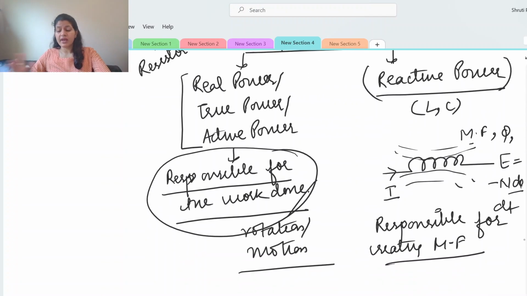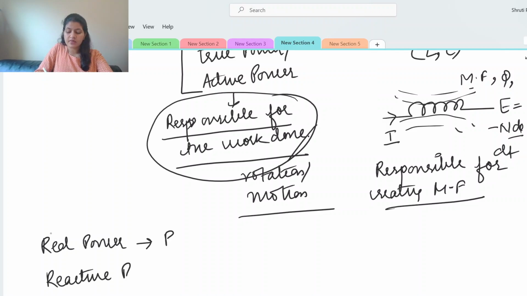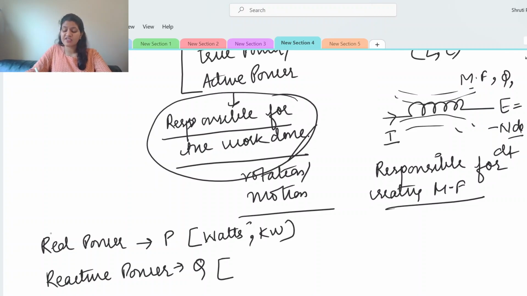One more thing I would like to discuss here is that the real power is denoted by the letter P, and the reactive power is denoted by the letter Q. The unit of real power is watts, or kilowatts, and the reactive power unit is VAR, which is volt-ampere reactive, or kVARs. So these are the two kinds of power.